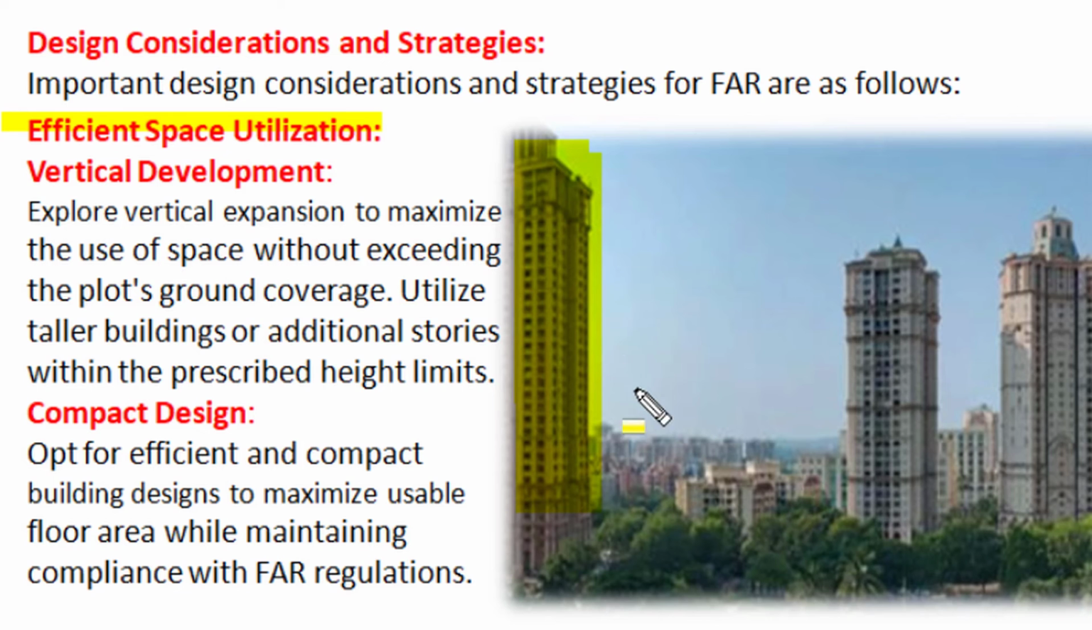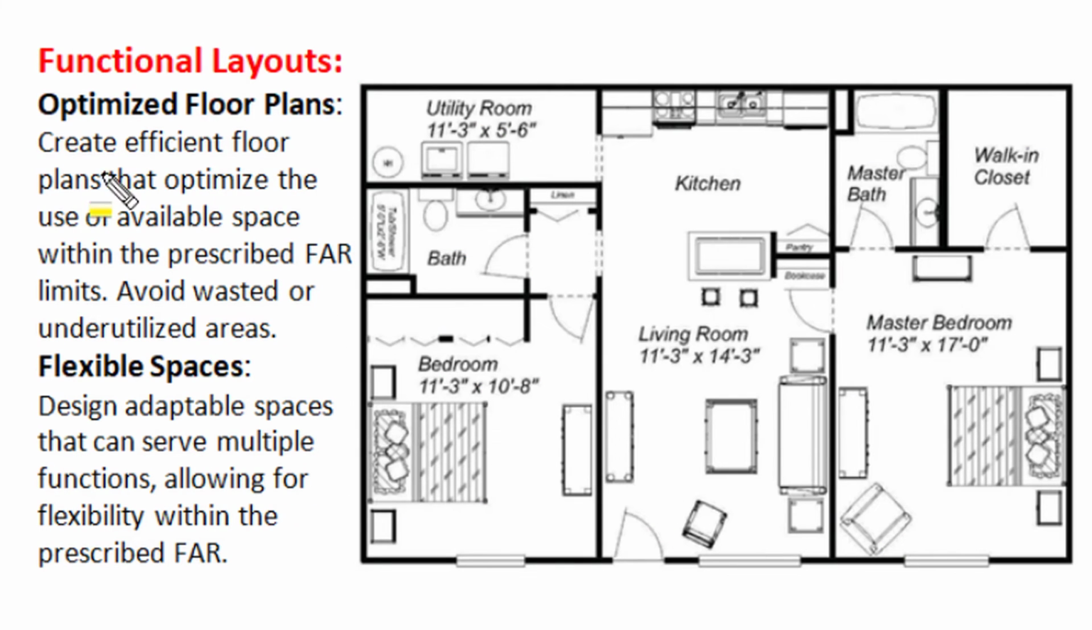From a better architectural design point of view, we must design a compact building form, that is square and compact, which in use becomes more energy efficient. Such tall compact building designs maximize usable floor area while also complying with FAR regulations. Good architectural design promotes functional layout to optimize the floor plan. For that, create an efficient floor plan that optimizes use of available space within the prescribed floor area ratio restrictions, and avoid wastage or underutilized areas.